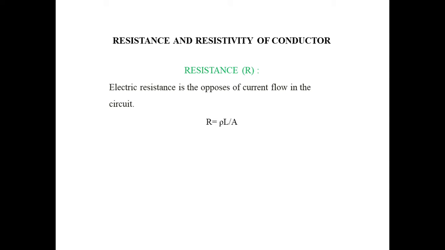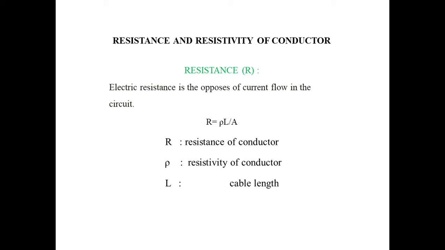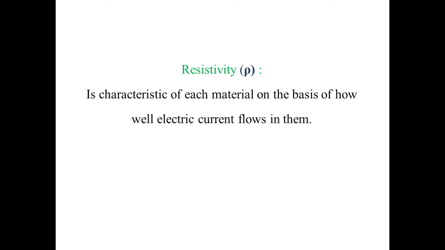The resistance is equal to rho times L divided by A, where R represents the resistance of the conductor, and rho is the resistivity of the conductor. L is the cable length, and A is the cross-sectional area of the conductor.